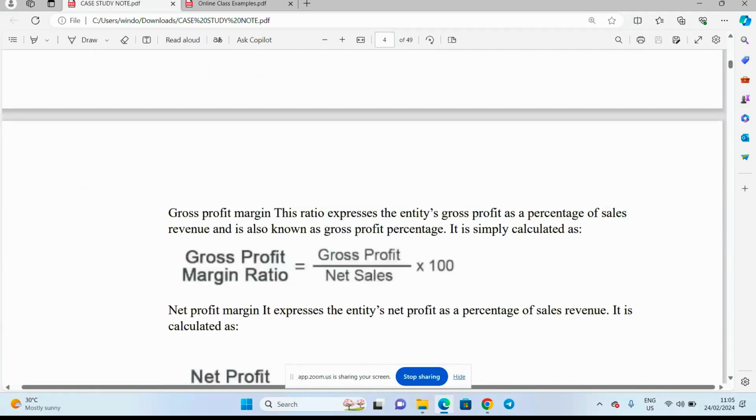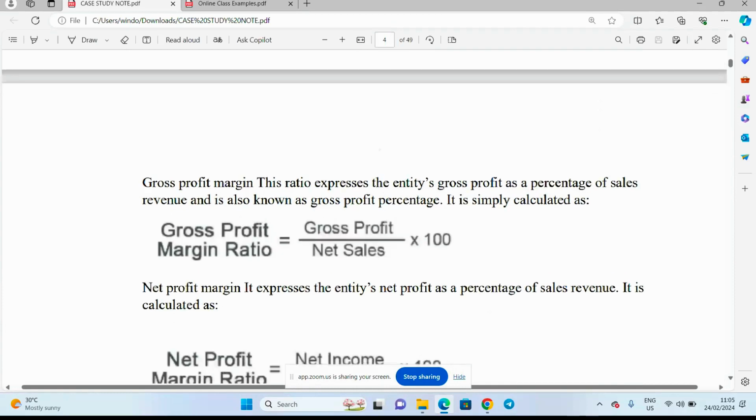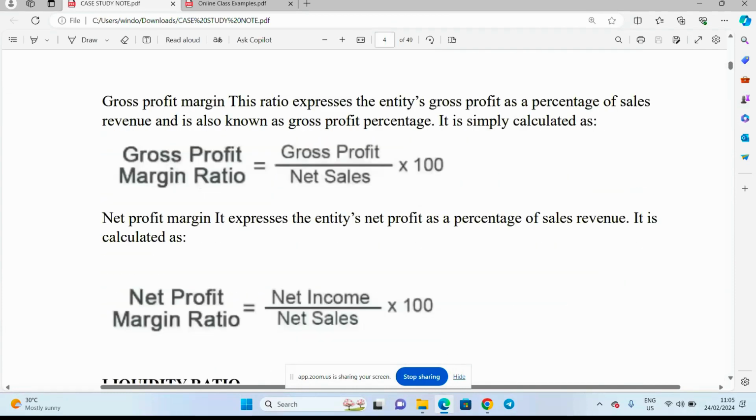Can somebody read gross profit margin for us and another person net profit margin? Gross profit margin. This ratio expresses the entity's gross profit as a percentage of sales revenue and is also known as gross profit percentage. It is simply calculated as follows: gross profit all over net sales multiplied by 100. Thank you. Now, gross profit over net sales.